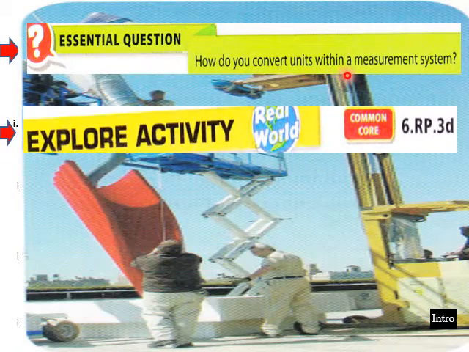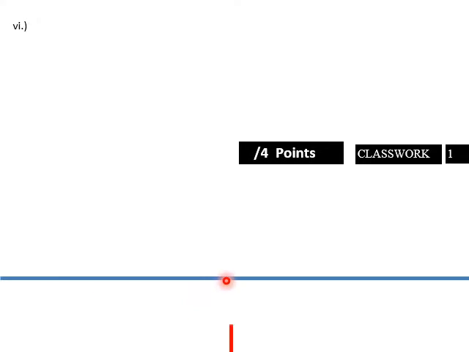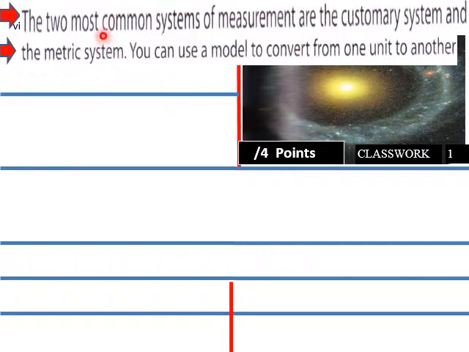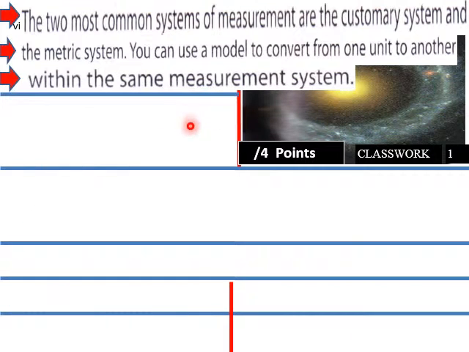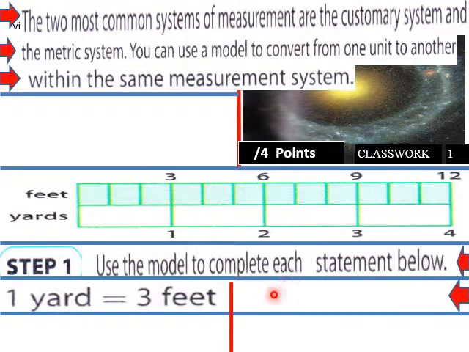How do you convert units within a measurement system? That's our explore activity today, using a model to convert units. Unit analysis is very important in algebra. In mathematics in general, the two most common systems of measurement are the customary and metric systems. You can use a model to convert from one unit to another within the same measurement system. Step 1: we have feet and yards. There are 3 feet per 1 yard, 6 feet per 2 yards, 9 feet per 3 yards, etc. Use the model to complete each statement below.